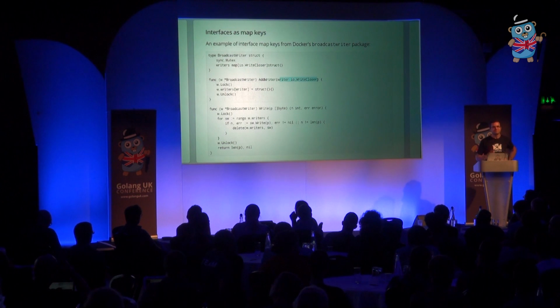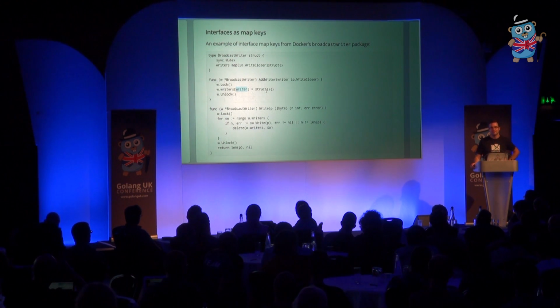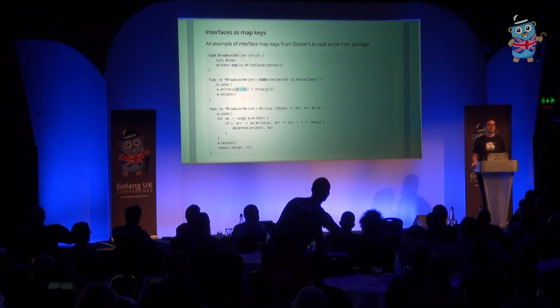Okay, so it's accepting writers from clients, and then it's putting them in the map. A consequence of that is that if a writer is not comparable, it's going to panic at runtime. And that's nowhere documented, and generally people don't document that kind of thing. So it's just another reason why you shouldn't put interfaces as map keys. Did everyone catch that?